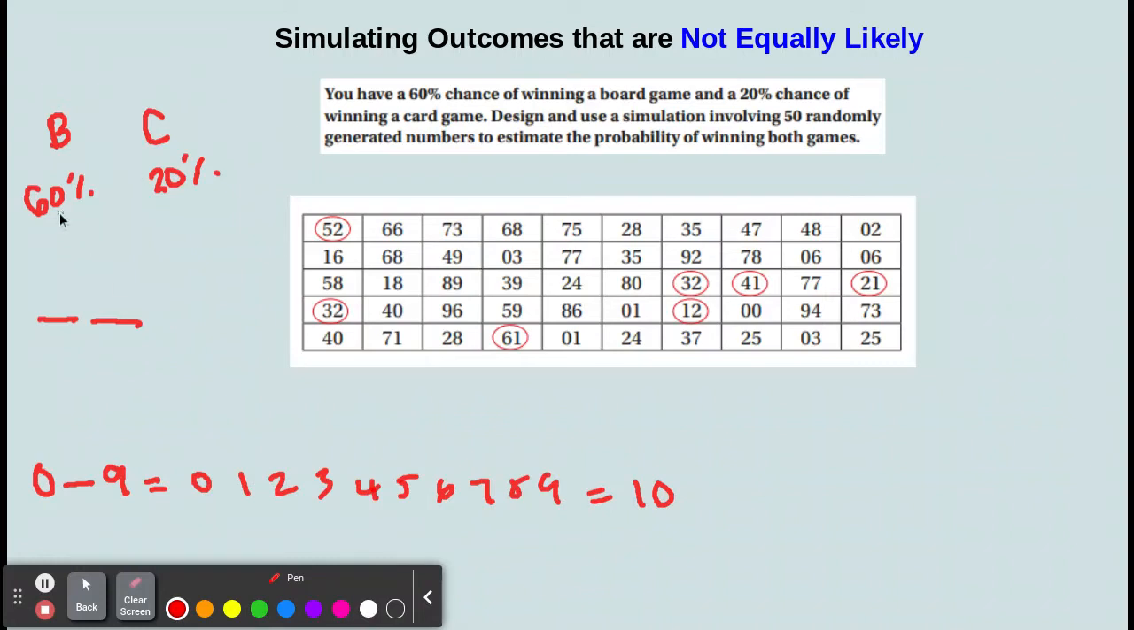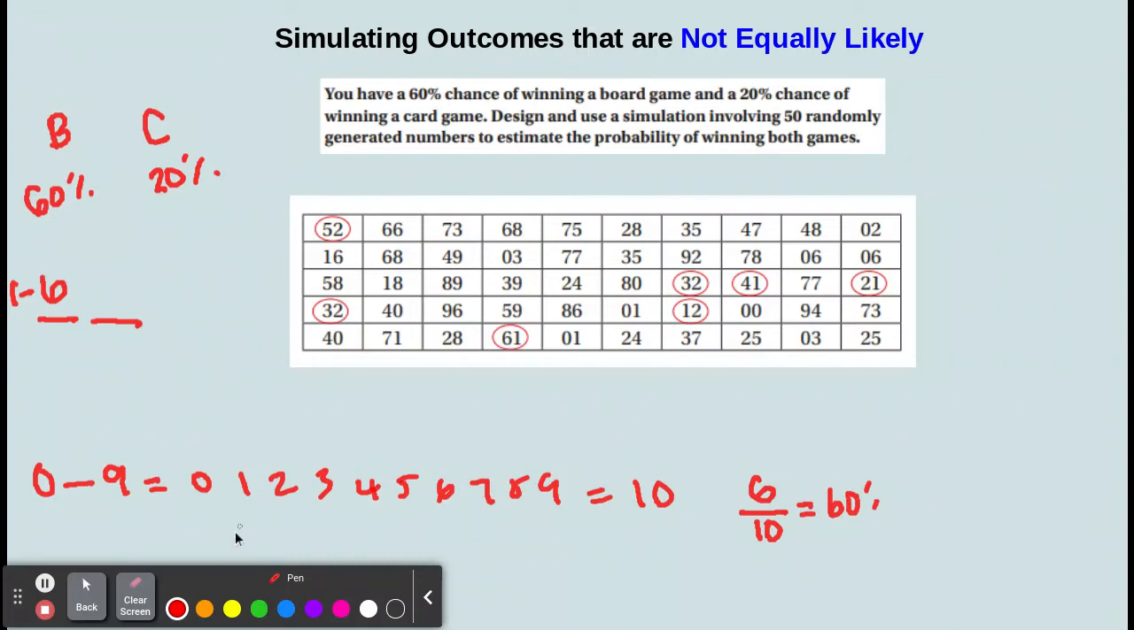So if we know that there's a 60% chance of winning a board game, we're going to assign the numbers 1 through 6 to mean that we won the board game, right? Because 1 through 6, that's 6 numbers out of 10. That gives us 60%, right?